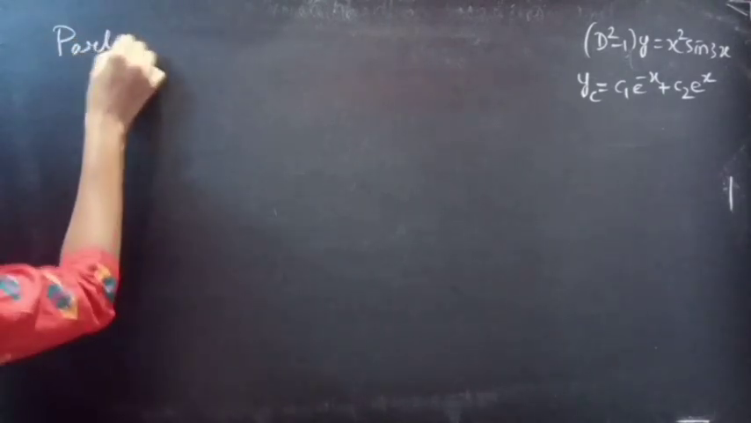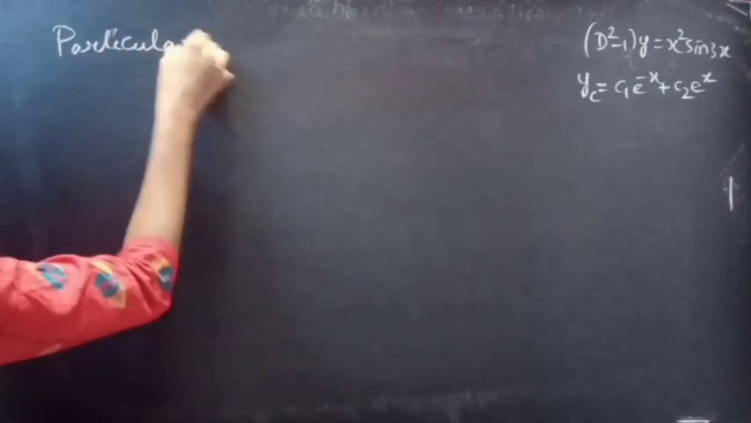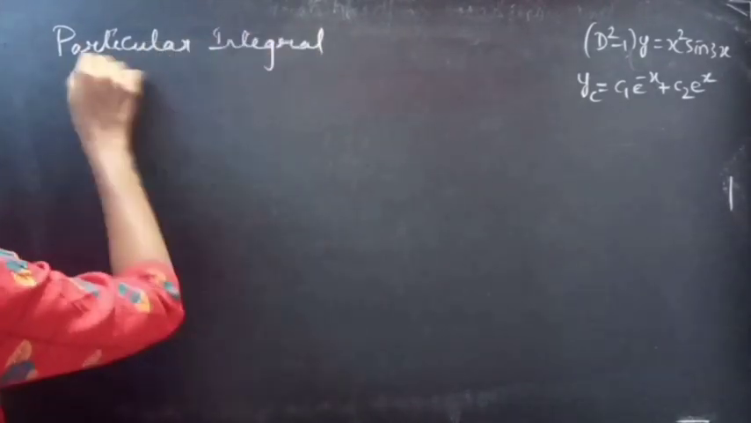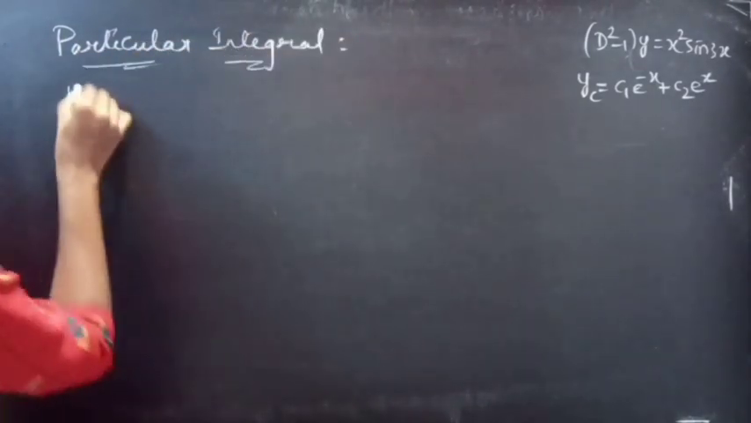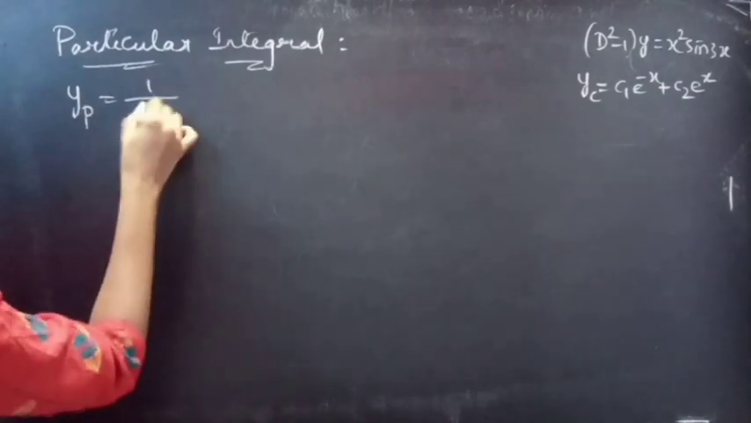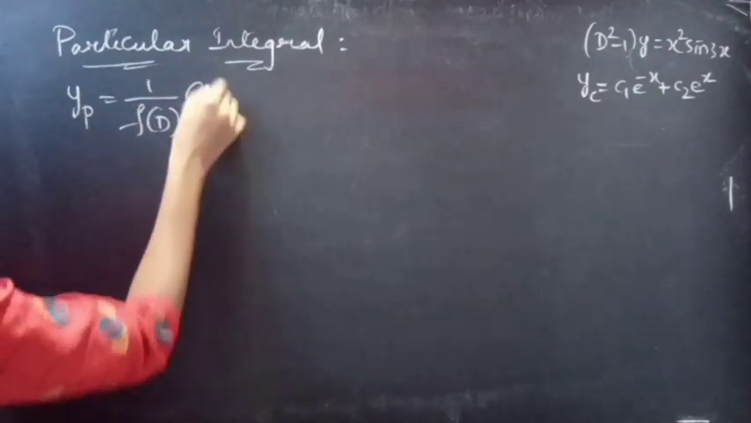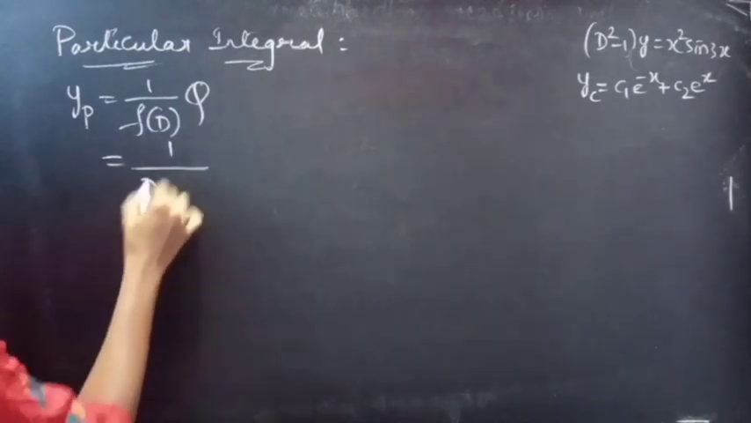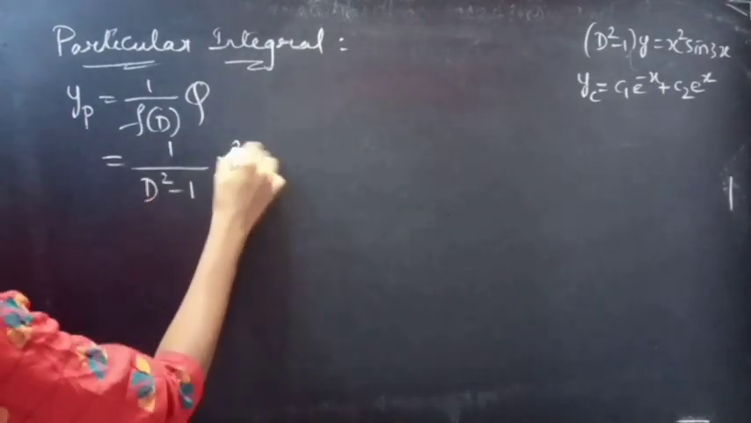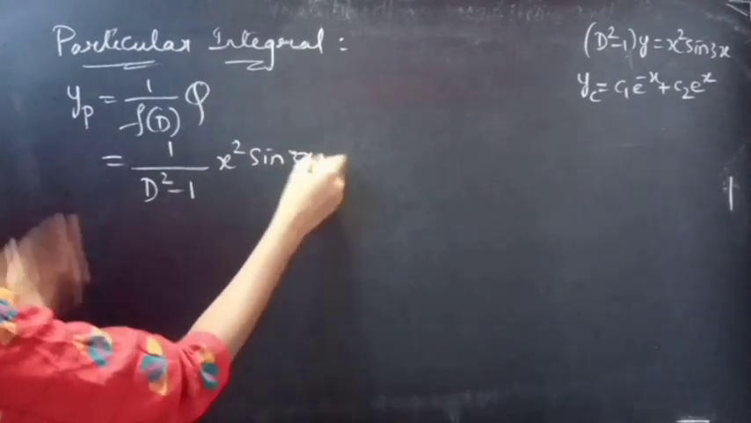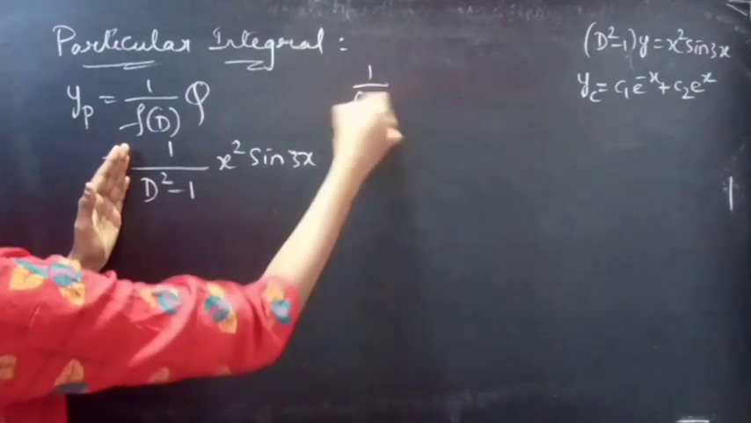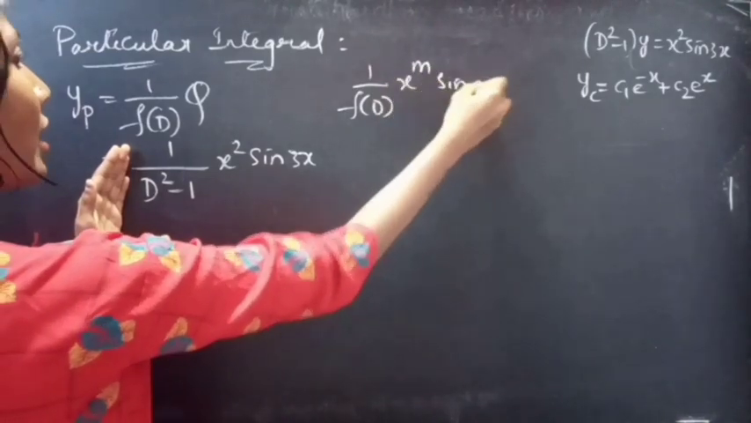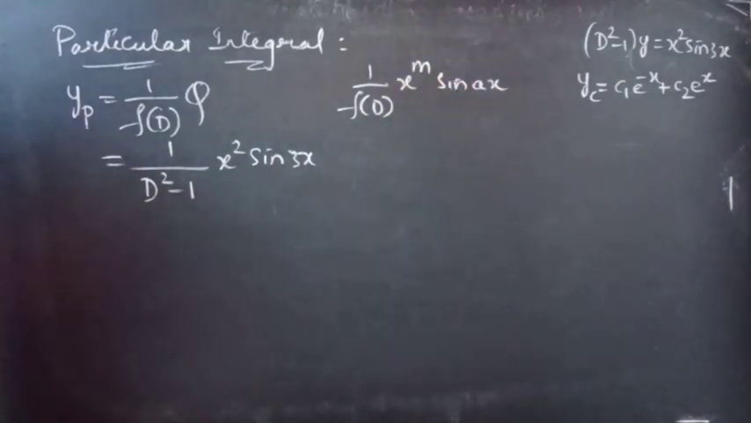Particular integral. We find the particular integral using 1 by F(D) into Q. We have F(D) and Q, where F(D) is D square minus 1 and Q is x square sin 3x, right? And this is of the form 1 by F(D) into x power m into sin ax, right?